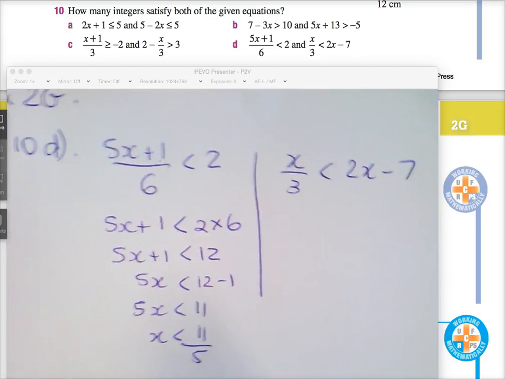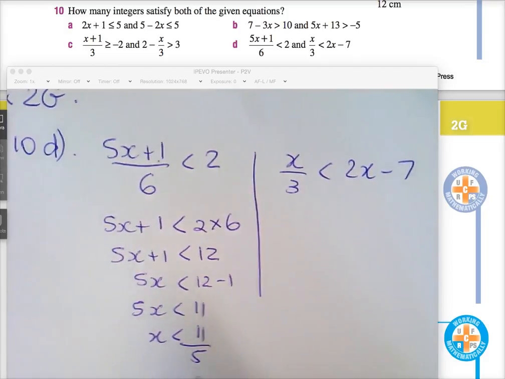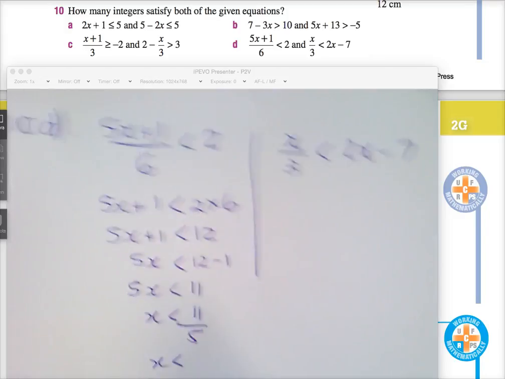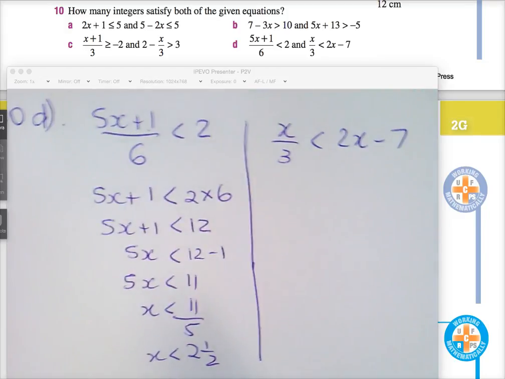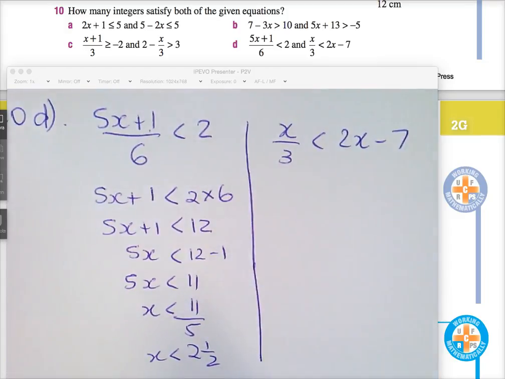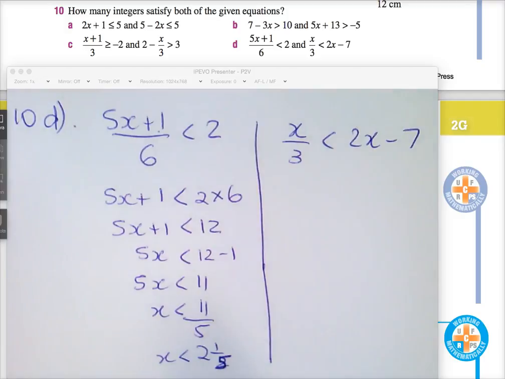Now girls, don't worry about what that is. That is x is less than 2.2 or 2 and 1/5. Just leave it. The next part, sorry, just a little error there. X is less than 2 and 1/5.